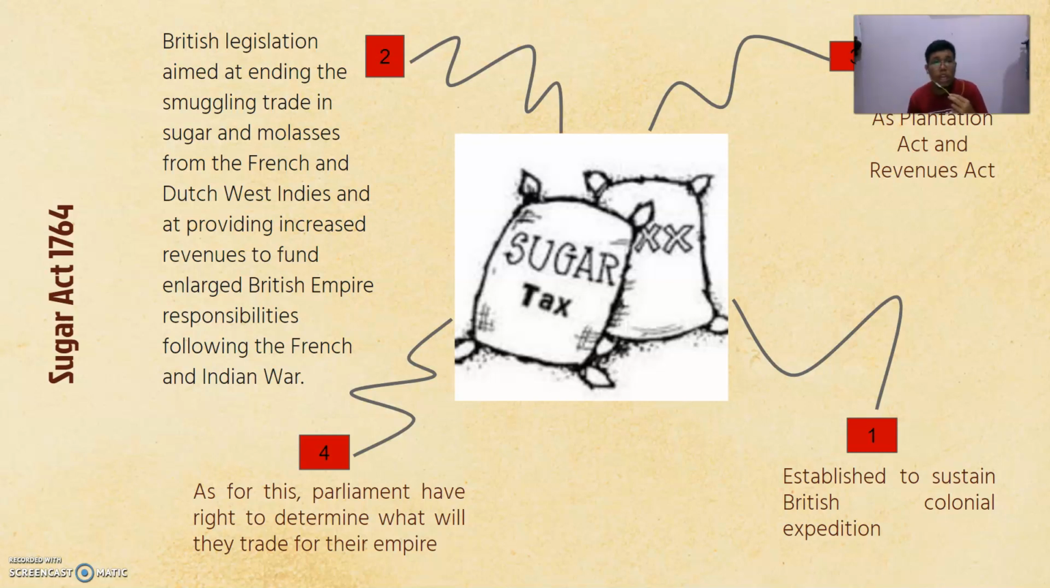Then the second point, which is British legislation aimed at ending the smuggled trade in sugar and molasses from the French and Dutch West Indies, and at providing increased revenue to fund enlarged British Empire responsibility following the French and Indian War.